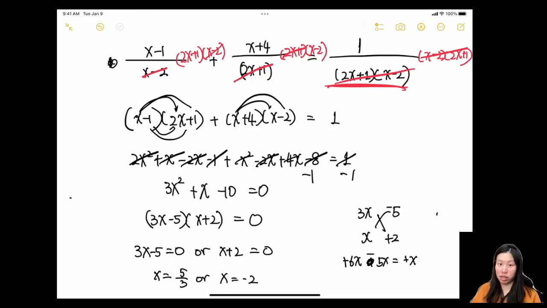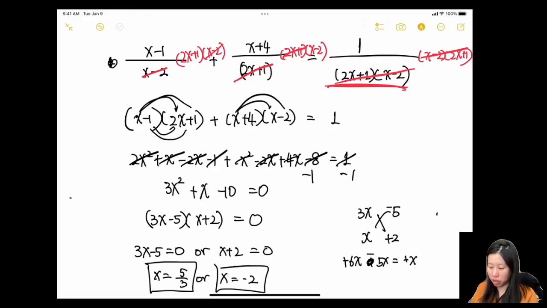Again, you need to check. Substitute any of these numbers and see whether the denominator equals 0 or not. If after you substitute it the denominator equals 0, the function won't work. Then this is not a solution. We need to cross it out. But these two both work. So that means we found the solutions.